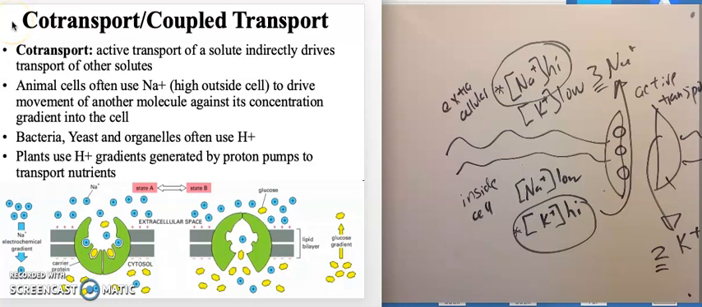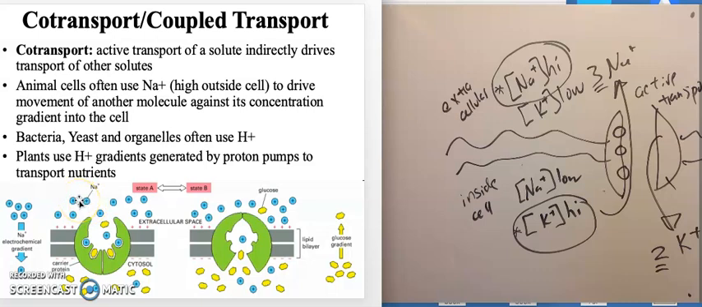Another form of active transport is called cotransport or coupled transport. It uses the energy of ATP to set up ion gradients, and then those ion gradients actually drive movement of molecules across the membrane. So in this example here, this is a sodium-glucose coupled transport. The sodium-potassium pump pumps sodium out of the cell, and so energy was used to set up this concentration gradient.